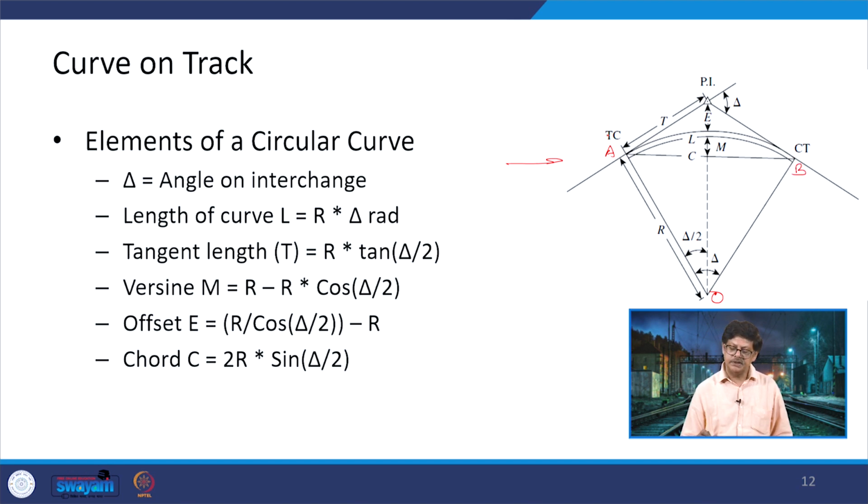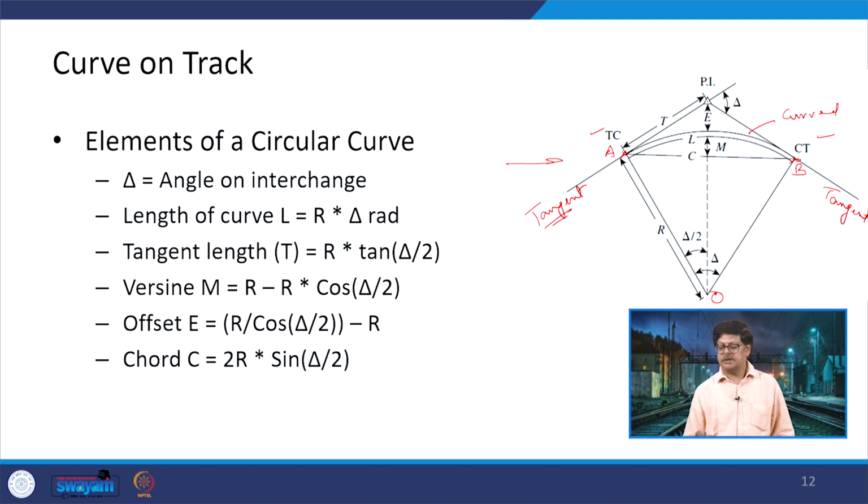Now, what you can see here is written as TC and CT. What is the meaning of this TC and CT? This is a standardized notation which is used. Here this section is a tangent section, which is a straight section. Similarly, here also this is a tangent section, whereas this one is a curved section. So, TC says that you are moving from tangent to curve, whereas CT says you are moving from curve to tangent. That is the way these 2 points are marked.